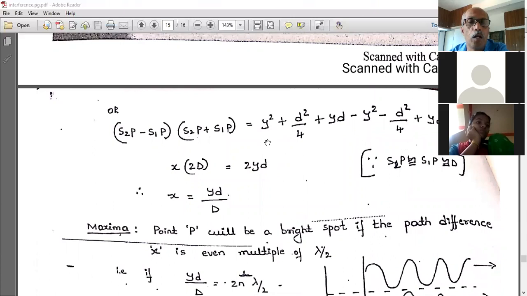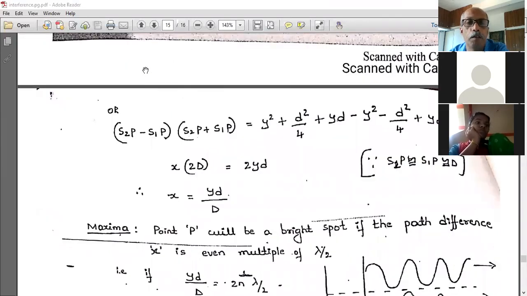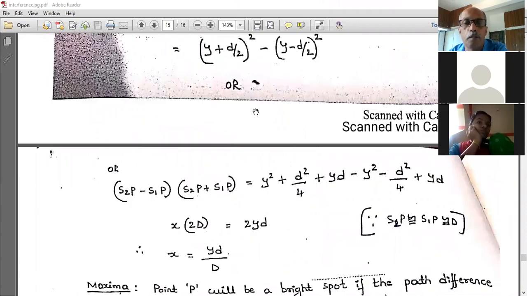On the LHS, it is in the form a square minus b square. A square minus b square can be rewritten as (a plus b) into (a minus b), that is the formula. That is equal to, on the RHS, we expand.